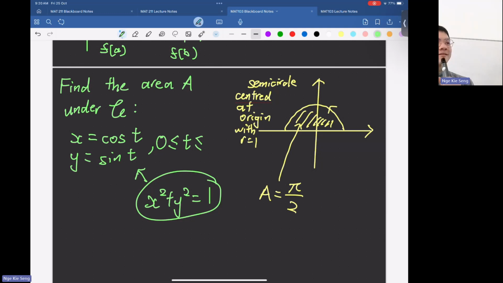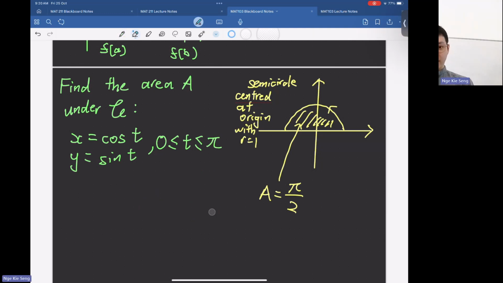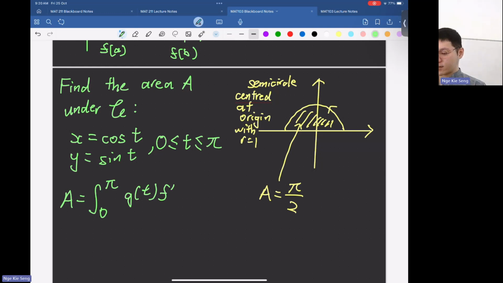2 pi? Pi only, right? We only take half of it. Okay, so 0 to pi. So everyone try and compute this integral now. So 0 to pi of what? g(t) f prime(t) dt. Okay, I give you 2 minutes to compute.